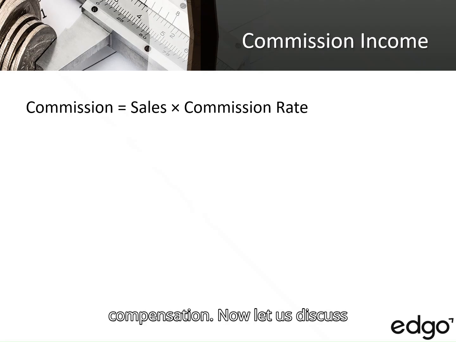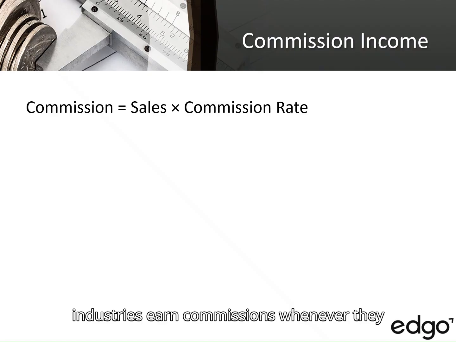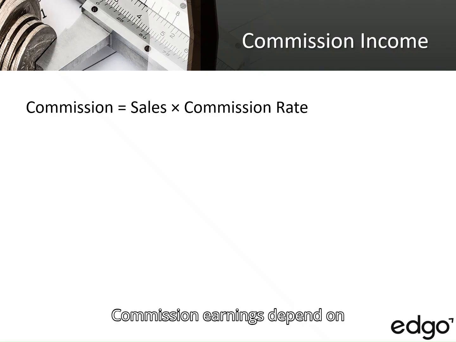Now let us discuss another type of earnings called commission income. Unlike salaries, which are fixed, commission earnings depend on sales performance. Have you ever visited a cell phone store, appliance center, or real estate office? Many sales representatives working in these industries earn commissions whenever they successfully sell products or services. Commission income is earned as a percentage of sales made. This means that employees who sell more products usually earn more money. Because commission earnings depend on performance, employees are often motivated to improve their sales.